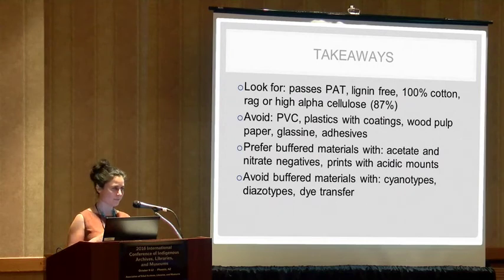And so I'm just going to summarize some of the takeaways that I hope you all have from this, which is you want to make sure that the materials pass the PAT, that they're lignin-free, that they're 100% cotton rag or high alpha cellulose, 87% or higher. Avoid PVC, plastics with coatings, wood pulp, glassine, and adhesives. You want to use buffered materials with acetate and nitrate negatives, or prints with acidic mounts that you're concerned about. And avoid buffered materials with cyanotypes, diazotypes, and dye transfers.